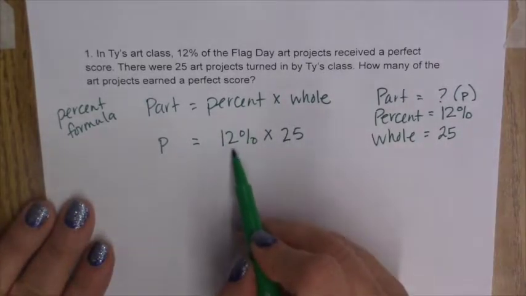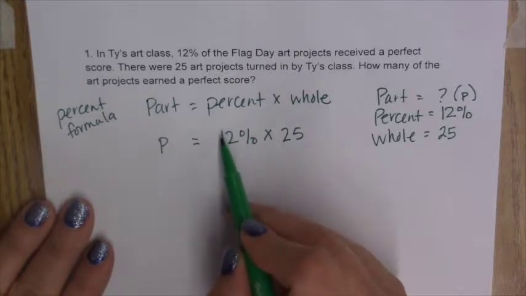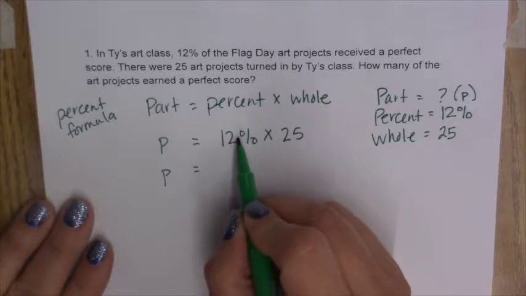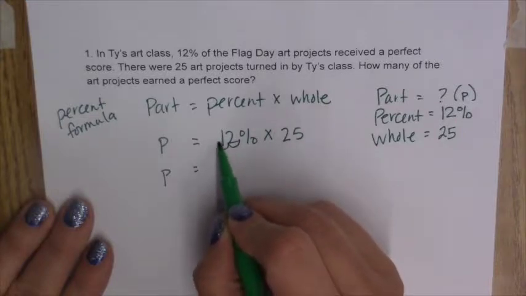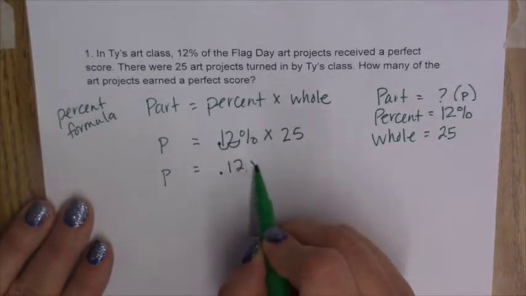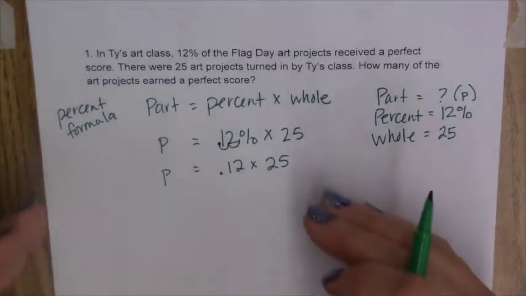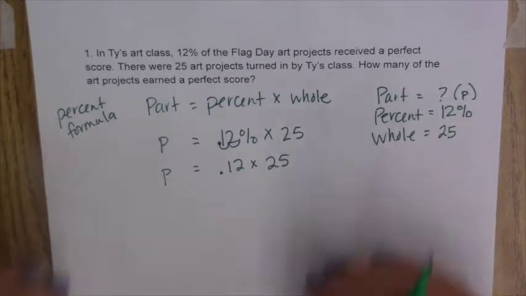Now in order to work with the percent, we have to change it to a decimal so it's a number we can work with. So to change a percent to a decimal, we divide by 100. So it'd be 0.12 times 25. And then you can use your calculator to find your part.